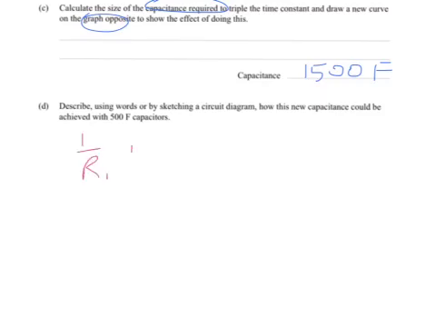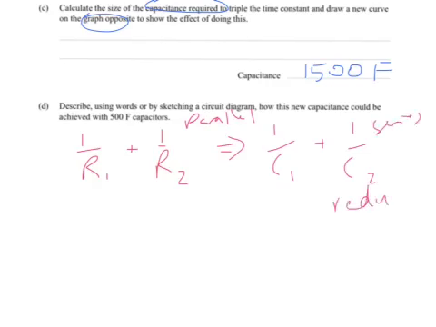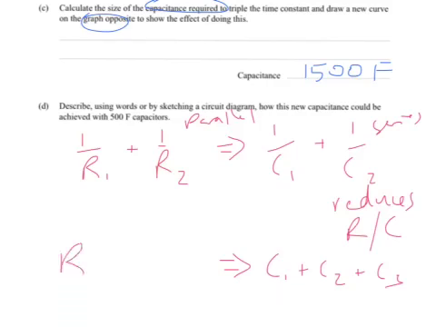Resistance formula, this is for resistors in parallel. That's the same as for capacitors in series. And that reduces the resistance or the capacitance, depending on what you're dealing with. So we're after the other one. We want to add the 500 capacitors to get 3 of them. So we're after C1 plus C2 plus C3, which is the same as resistors in series, and that's capacitors in parallel.